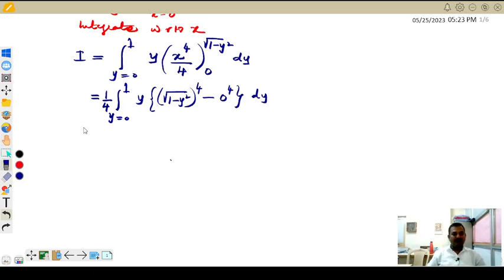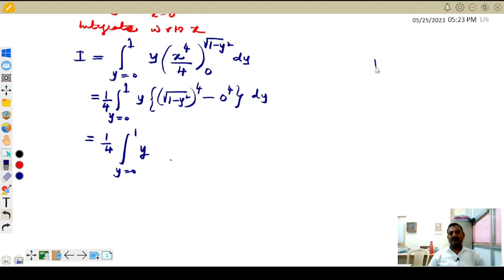Next, which is equal to, keep 1 by 4 as it is. Integral runs from y equal to 0 to 1. Keep y as it is. So this is square root whole raised to 4.